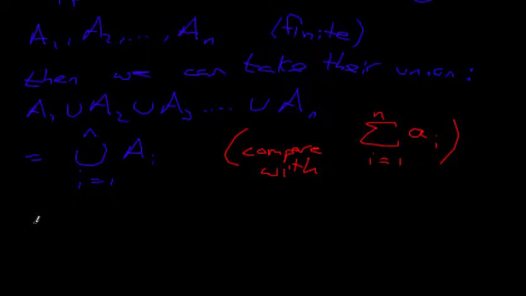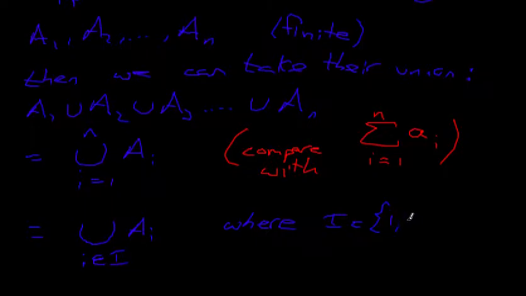Equally, you could write this as the union of the i in some set I of Ai. Okay, this sounds confusing when I say it, but we're using a capital for the set and a little letter for the element. This is common. So this is where I is the set 1, 2, whole numbers to n. Okay, so these are the different ways we can write the same thing, but we can't always.